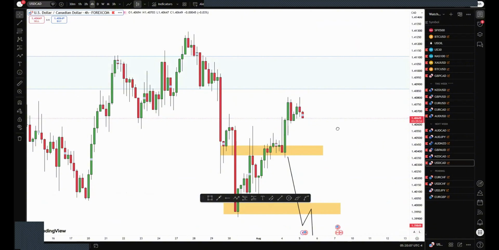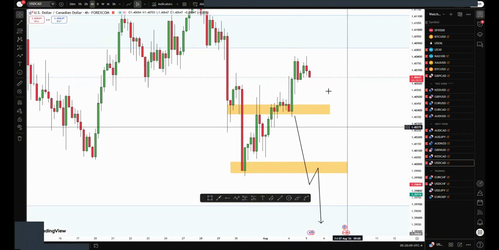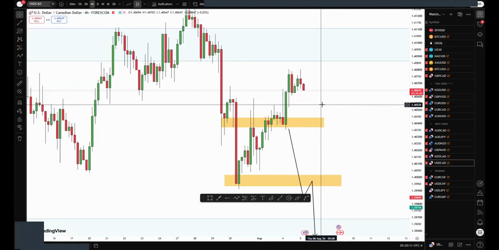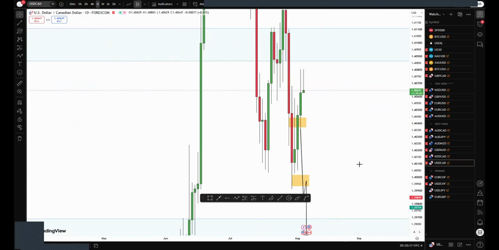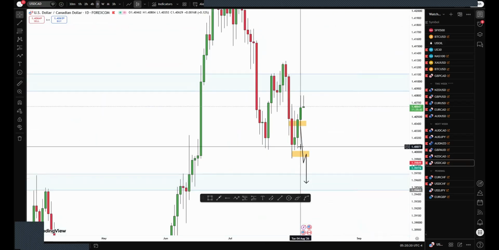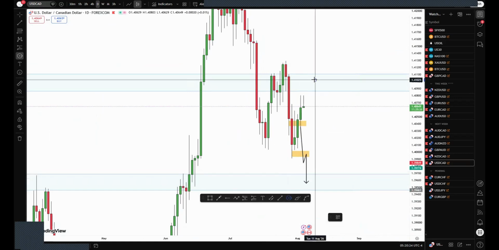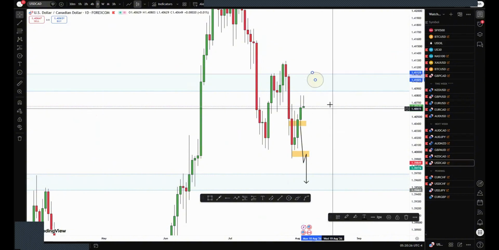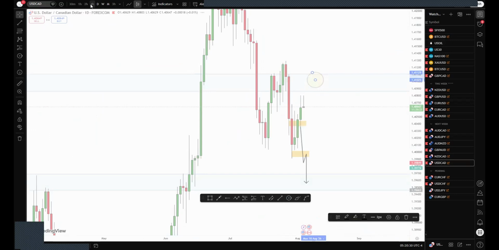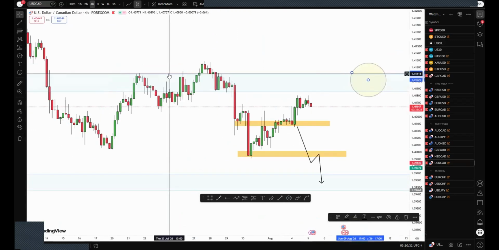USD CAD price has started buying up. This is nice. But remember, if it doesn't reach this point, our level of interest will be only if price breaks above this level. Okay? For now, just observe.